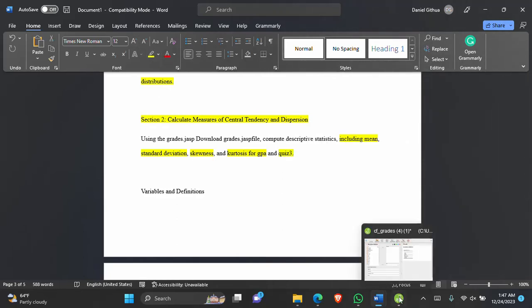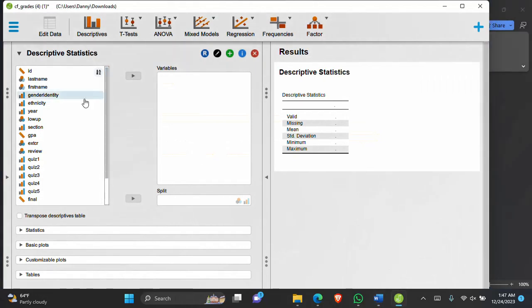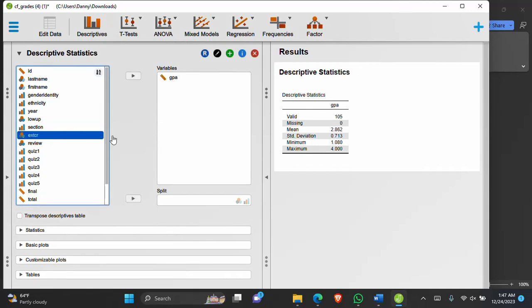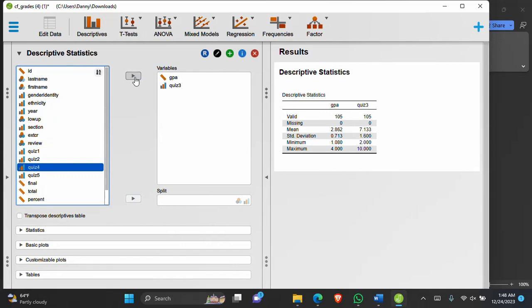Now we'll come here, select GPA, click GPA, then click this arrow to send it here. That's great. Then we go to quiz 3, this arrow again. Now these are the descriptive statistics that have been displayed, but we only need the mean, standard deviation, skewness, and kurtosis, so you don't need the minimum, maximum, and the other parts.